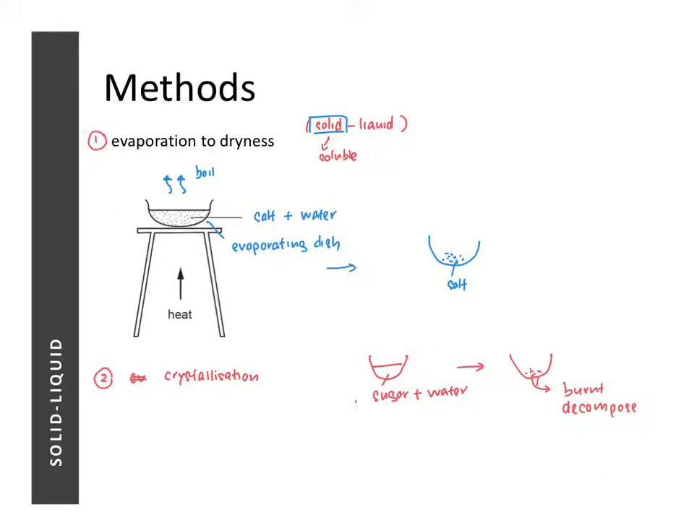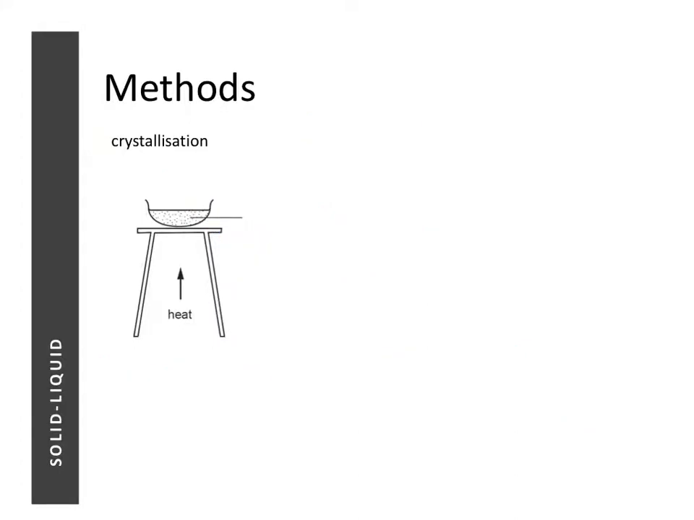For solids that are not stable to heating, we need to use a gentler technique known as crystallization. In crystallization, the setup is almost the same. Let's say we have sugar solution now, sugar plus water. Now we heat it as well, but we don't heat it until it's completely dry, because that will cause your sugar to decompose. So we heat until the solution is saturated. So what does saturated mean?